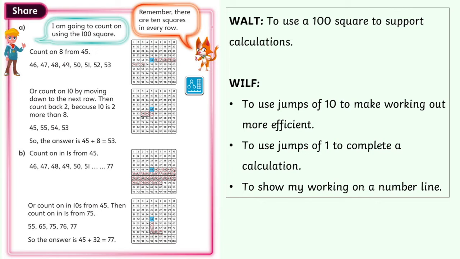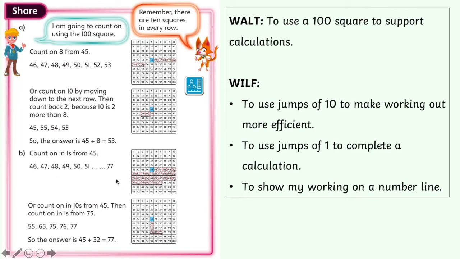However, there's another way that we could have done this. We know that 8 is 2 less than 10. So what you could have done is jumped 10 and then hopped backwards by 2. If we'd done this, our jumps would have looked like this. 45 add 10 gets us to 55, and then 2 steps back, 54, 53. Can you see that both ways of working out, we've added 8 more and we've ended up at the same place, 53. So the answer, 45 add 8 equals 53.